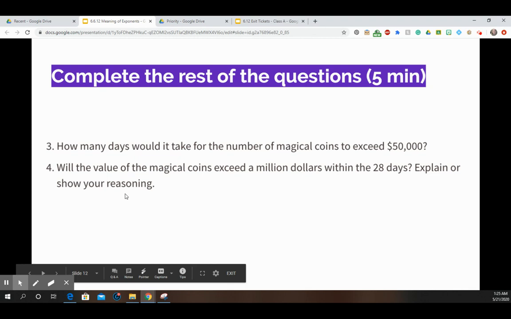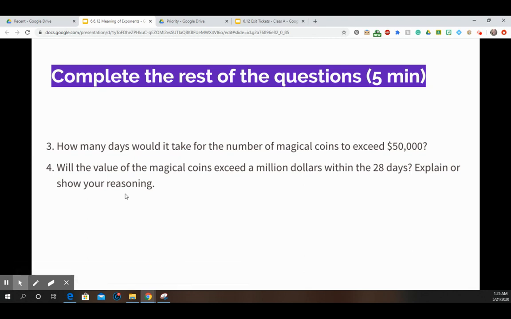So I want you to tackle these two problems as best you can on your own, and then we will find out the answer together. For number 3, I want you to solve for how many days it would take for the number of magical coins to exceed $50,000. And for number 4, will the value of the magical coins exceed $1 million within the 28 days? Explain or show your reasoning.